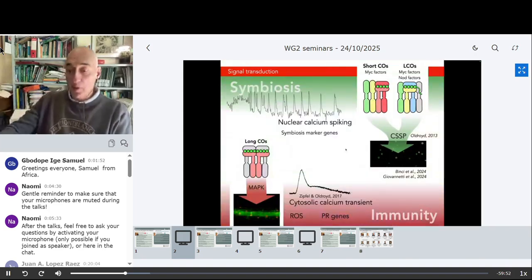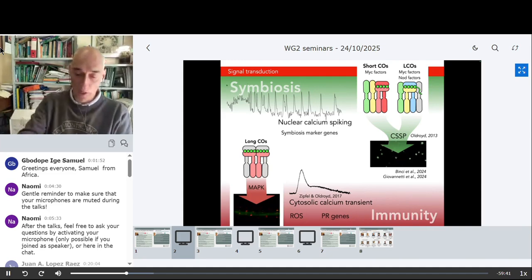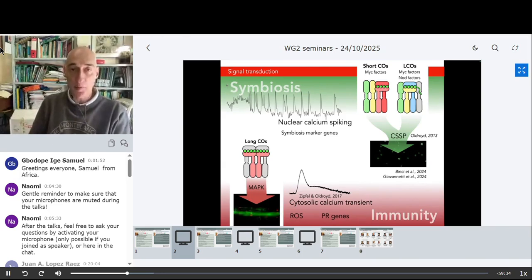Okay, let's take a step beyond the surface receptors in the plant membrane. What happens then? What happens next? Well, it was long acknowledged that repeated oscillations in nuclear calcium concentration, what we call nuclear calcium spiking, are typically associated with symbiotic responses. In response to both COs and LCOs, all epidermal cells start flashing in their nuclei with these peaks of calcium concentration.